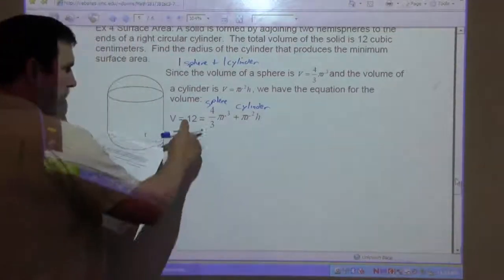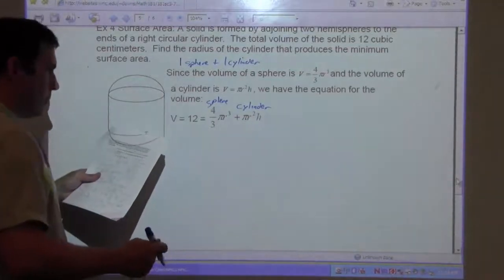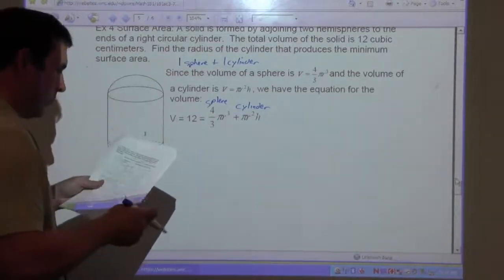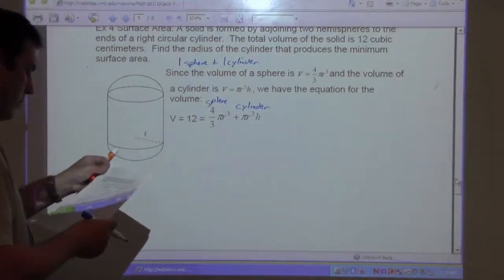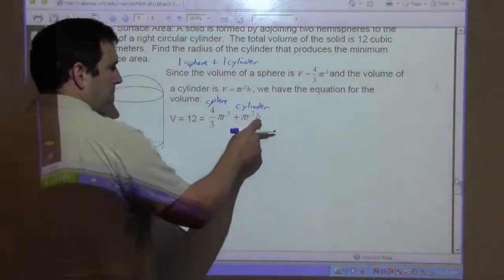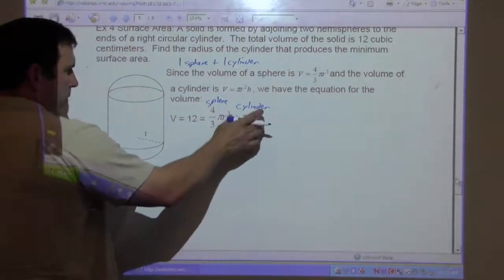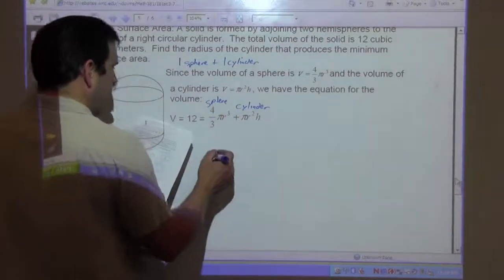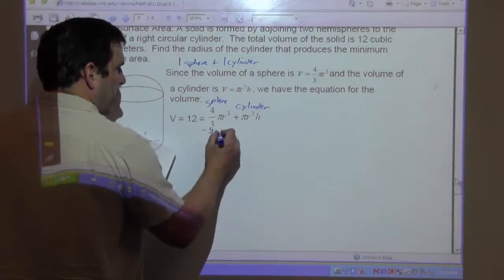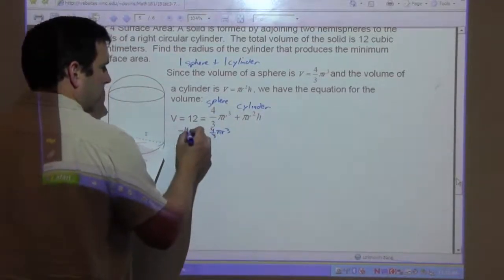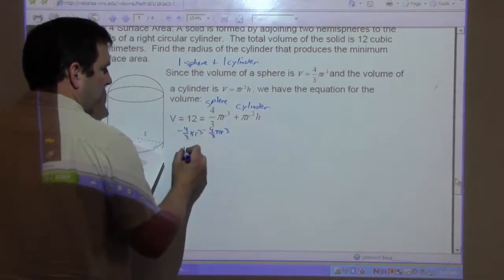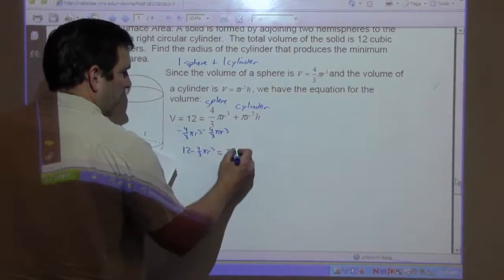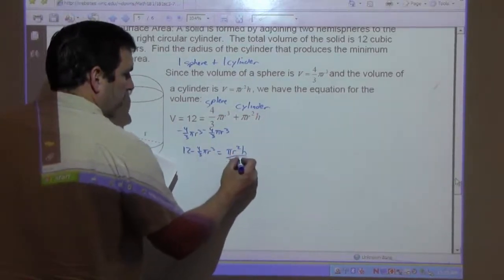Okay, so we have 12 equals this. H is fixed. R is the thing that's not fixed. We want to solve for H, so we can put H when we look at the surface area. We could have it all in terms of one variable. Okay, so if I subtract 4/3 pi r cubed, I have 12 minus 4/3 pi r cubed equals pi r squared h. And divide by pi r squared.